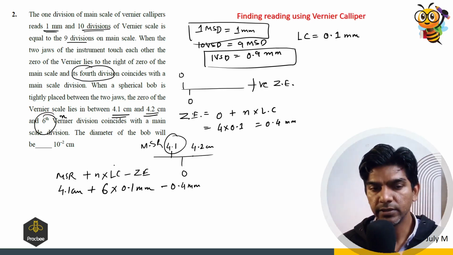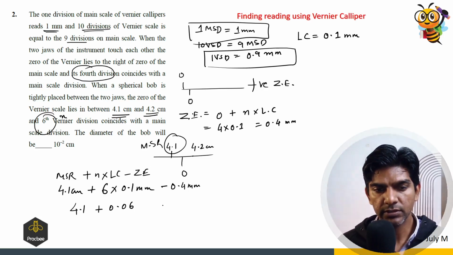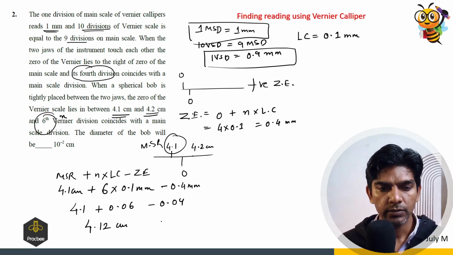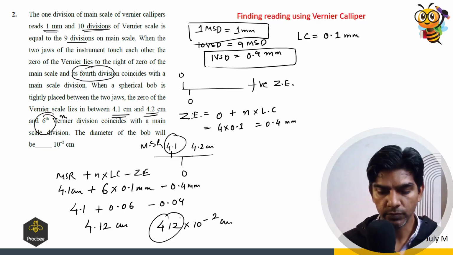We have to find answer in centimeters. So it will be 4.1 plus 0.06 minus 0.04. So that will be 4.12 centimeter. So it will be 412 into 10 raised per minus 2 centimeter. So 412 is the answer of this question.